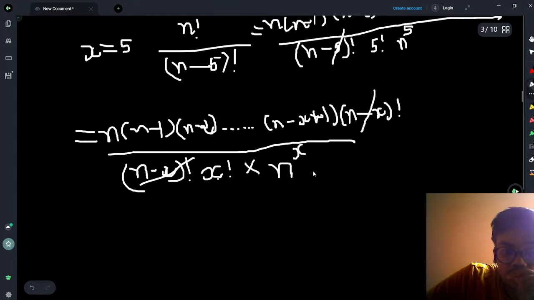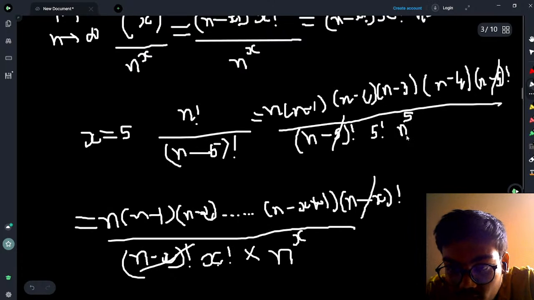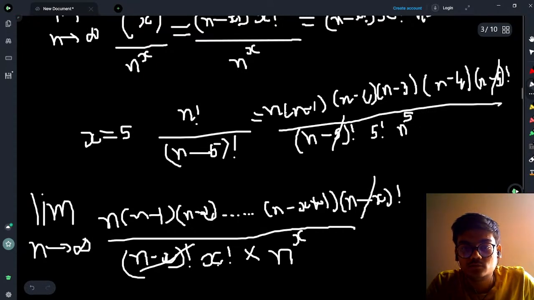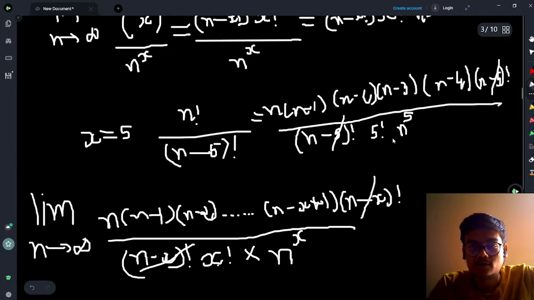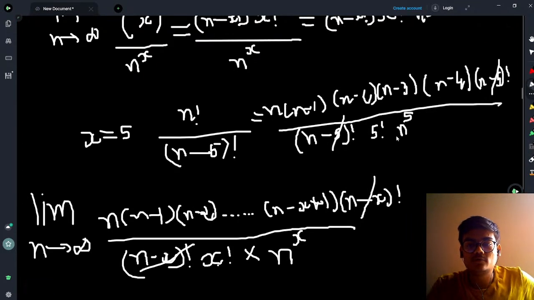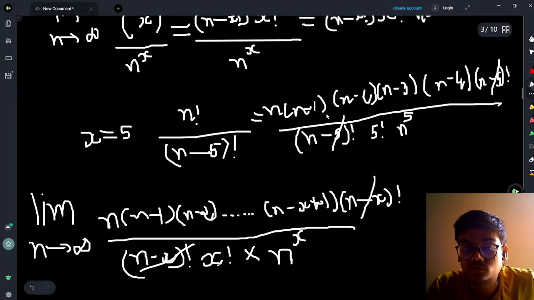Now another thing. We know that here we have n to the power 5, and here we also have limit n tends to infinity. If we have 5 terms in the numerator, give each term one n: n by n, n minus 1 by n, n minus 2 by n, n minus 3 by n, n minus 4 by n. So we have n power 5 and we are giving each n to each term in the numerator.